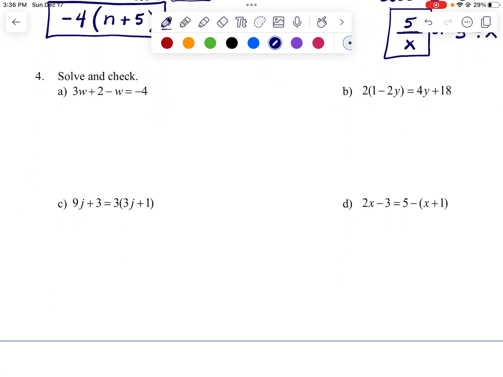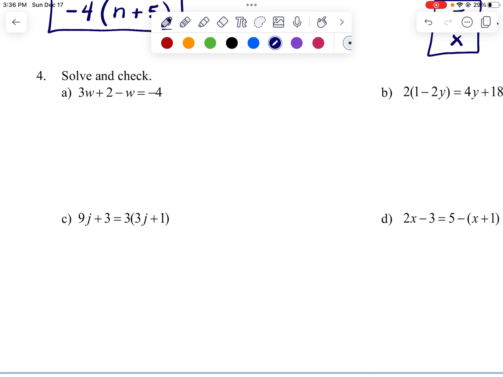Now we're solving. So notice the language changes to simplify or evaluate to now solve. So we are trying to get what does the variable equal. Looking at this first one, I need to combine like terms. They're on the same side of the equation, so we need to combine them. 3w minus 1w is 2w plus 2 is equal to -4. So we combine like terms.